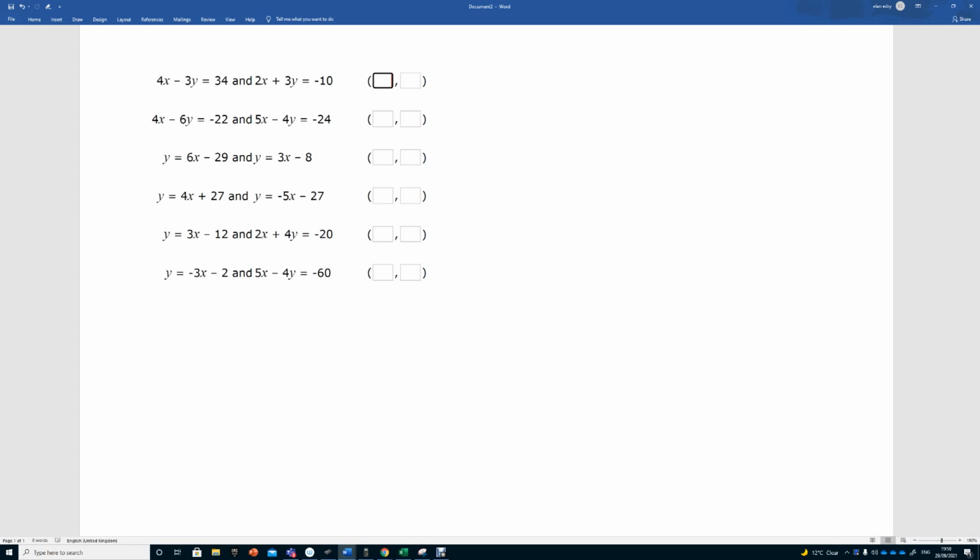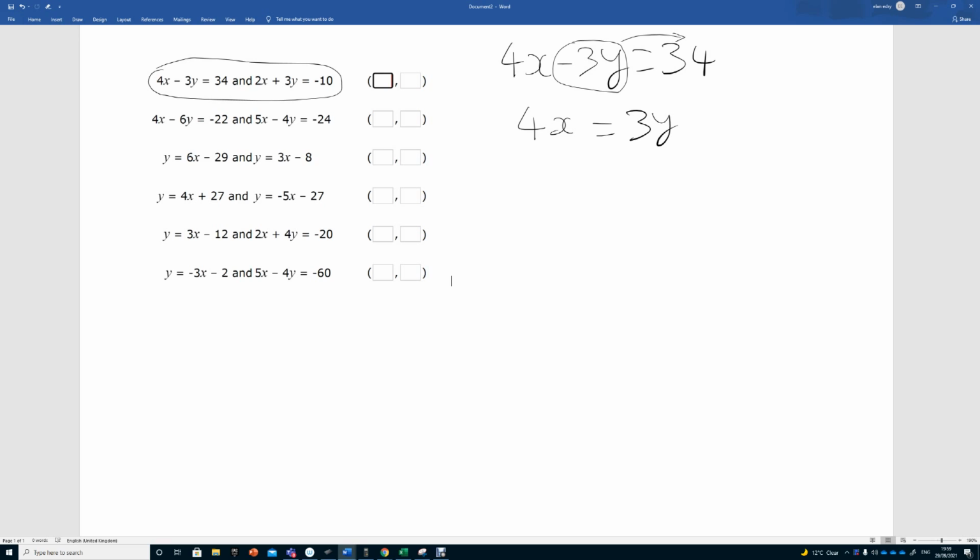Okay, so if we look at this first intersecting lines question, what I'm going to do is write 4x minus 3y equals 34, and I'm going to get y on its own. The way I like to do that is, because there's a minus here, I'm going to take the minus 3y over. So I get 4x equals 3y plus 34. Then I'm going to take the plus 34 over, so I have 3y equals 4x take away 34.